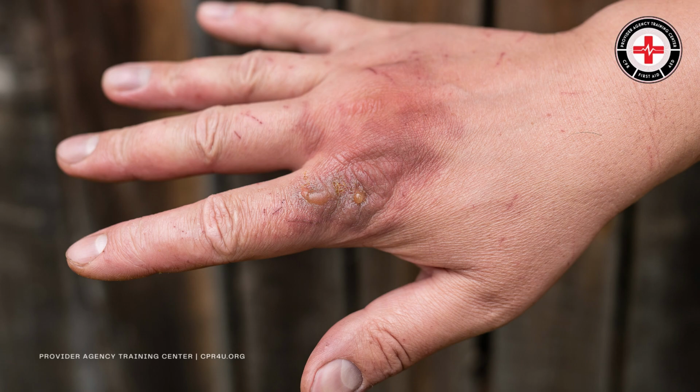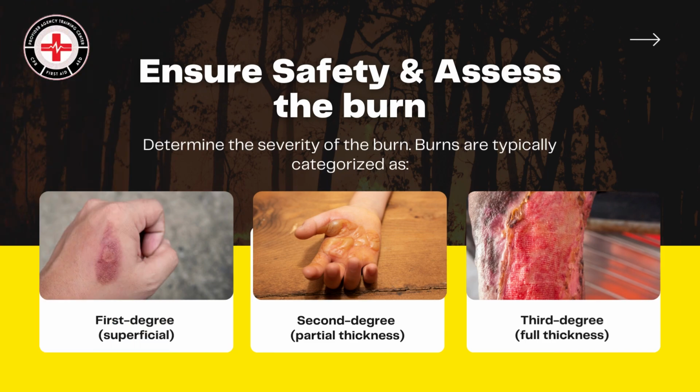to the injured person. First, ensure that the source of the burn has been removed and there are no ongoing hazards or dangers. Then assess the burn. Determine the severity of the burn. Burns are typically categorized as first degree, superficial, second degree, partial thickness, or third degree, full thickness, based on the depth and extent of tissue damage.